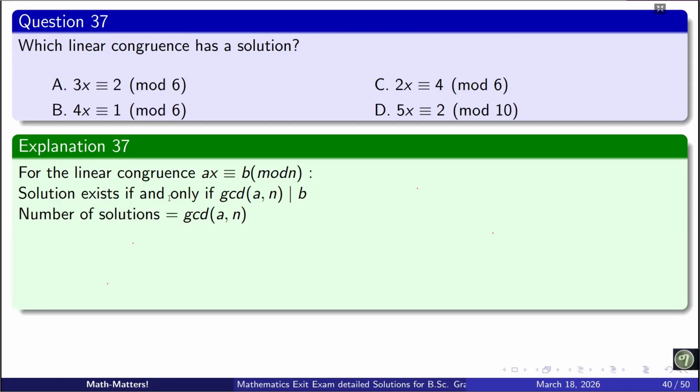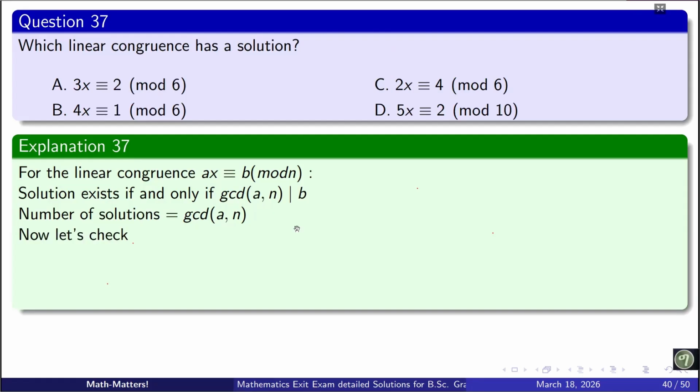So the number of solutions is equal to the GCD of a and n. That means if this condition is satisfied, if the linear congruence has a solution, the number of solutions of the linear congruence will be obtained by the GCD of a and n. That means the solution for this linear congruence exists only when the GCD divides b.